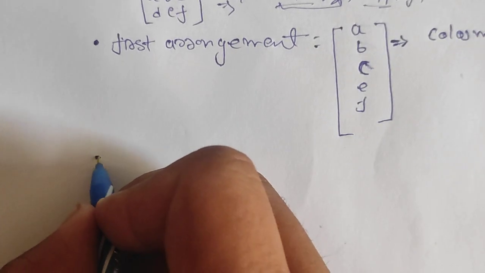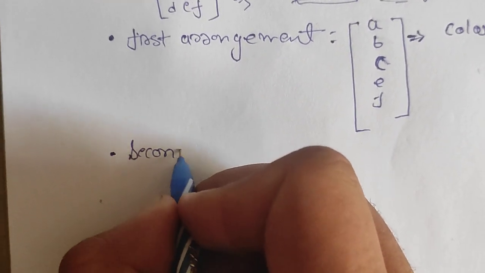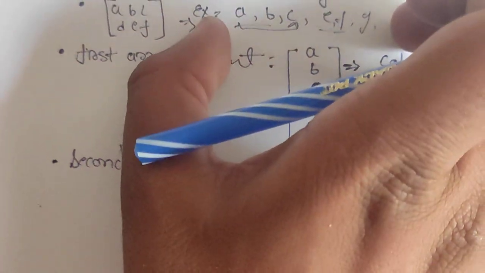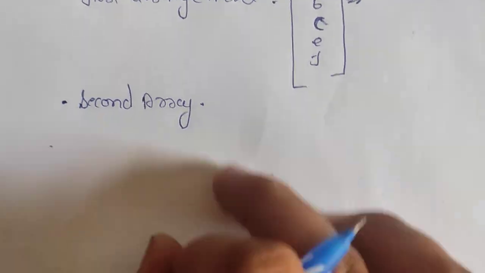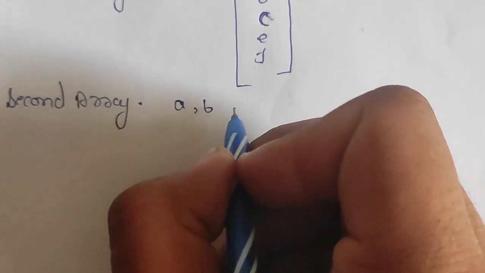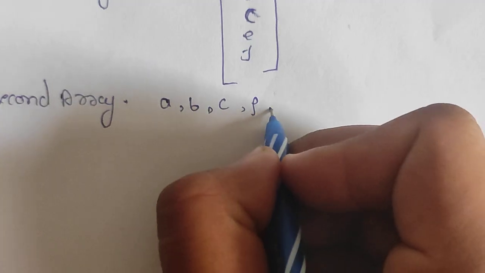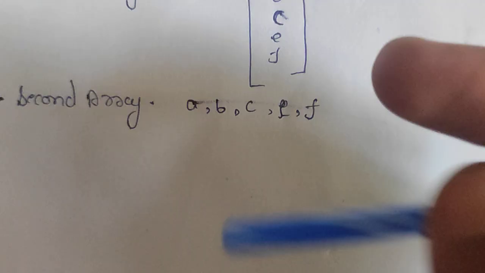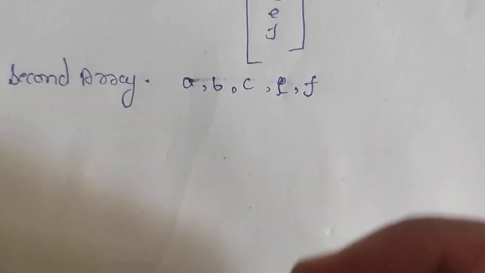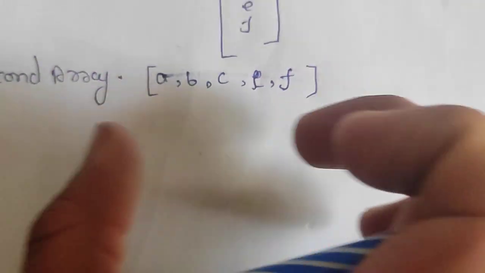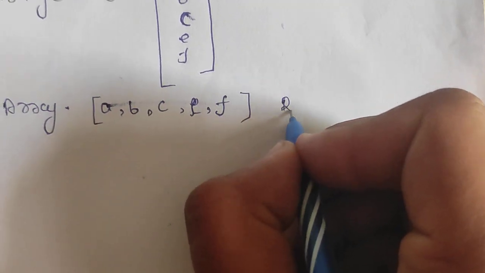The second arrangement, I say array. If I arrange all these 5 into a line, but now horizontally, so horizontally it becomes A B C E and F. Now it is horizontal, so it is like a row. This arrangement in a row is called a row matrix.